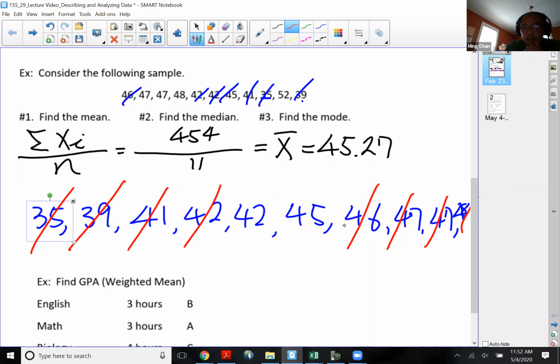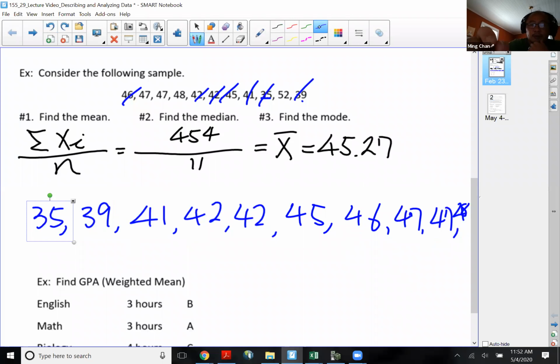Hold on a minute. Did I do this right? 52. I forgot 52. Let me go back. I left out 52, sorry. Okay, take the ends off, right? Take the ends off. Work your way to the middle.